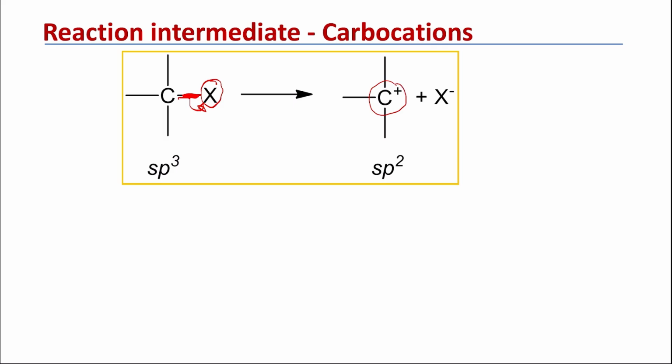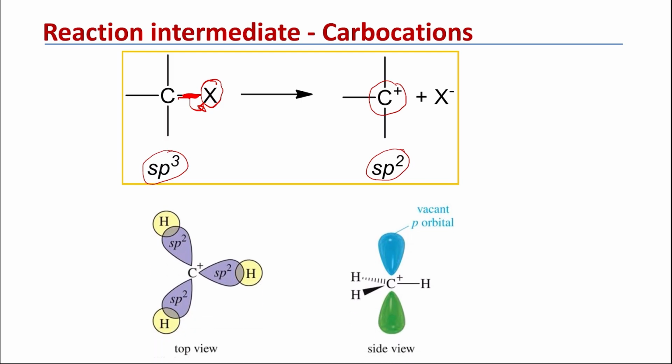The carbon, which normally has four sigma bonds, will have an sp3 hybridization. When it loses the leaving group and becomes a carbocation, it changes its hybridization from sp3 into sp2. Now the carbon will have a vacant p orbital and three sp2 hybridized orbitals that will make the remaining three bonds. The formation of this vacant p orbital is essential for its stability.